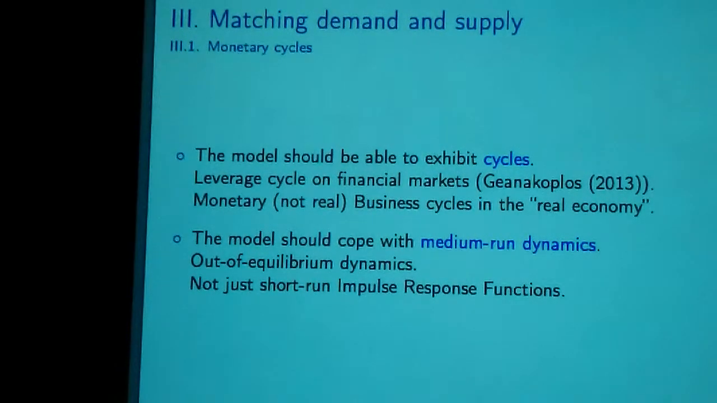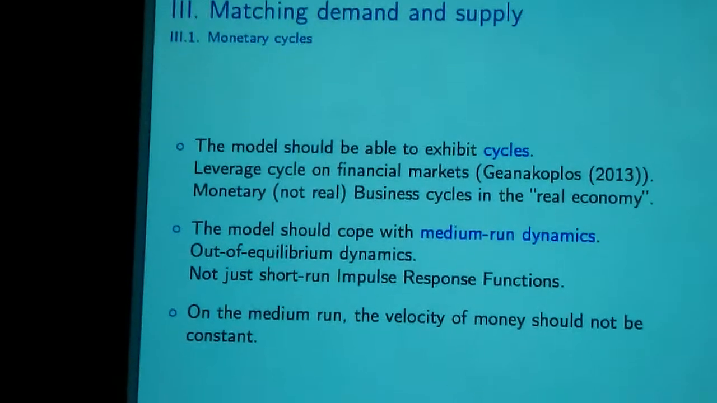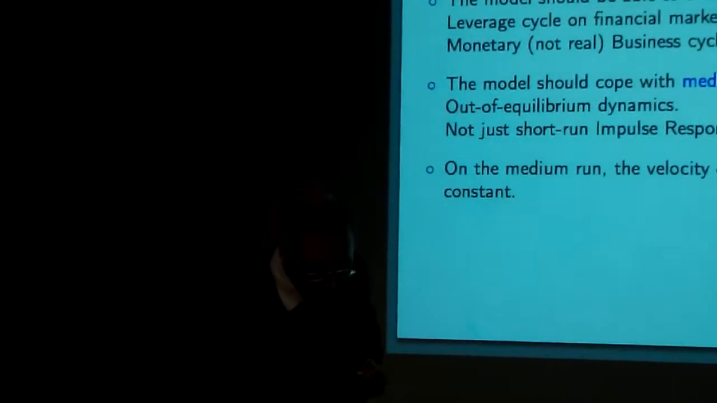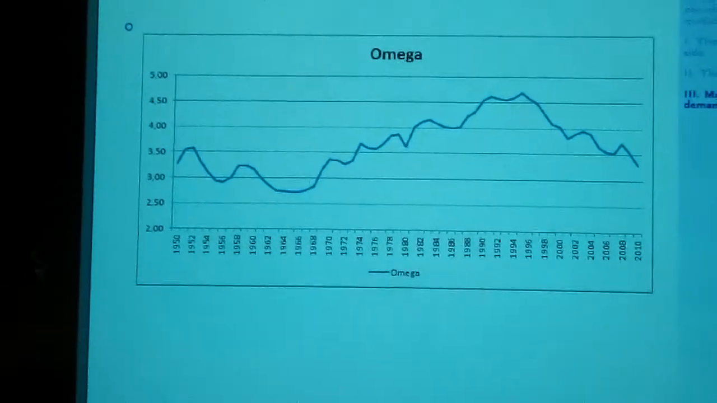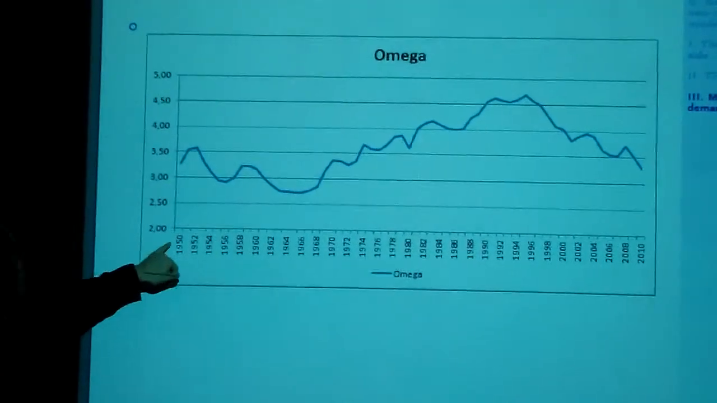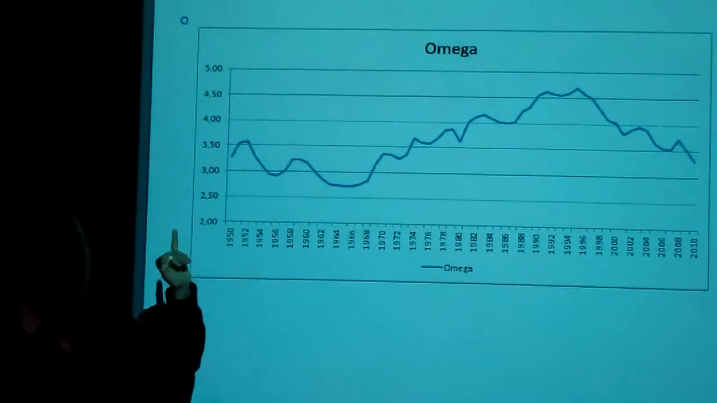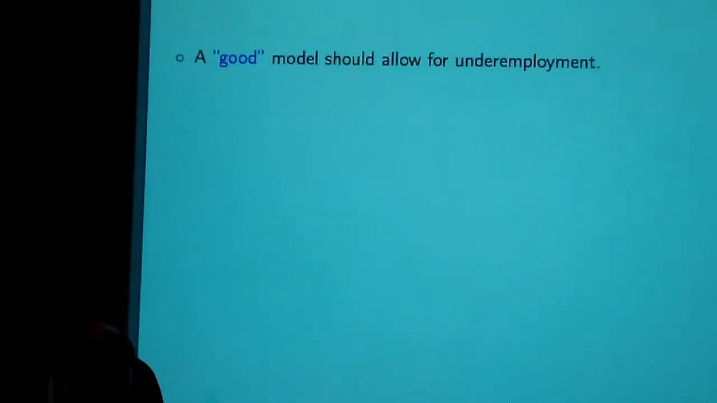This I already said. The velocity of money: if you have money, first of all, you should have money in your model. Second, if you have money, the velocity of money should not be constant. An example: the velocity of money in France from the 50s until today is certainly not constant. So this is a minor detail for specialists.